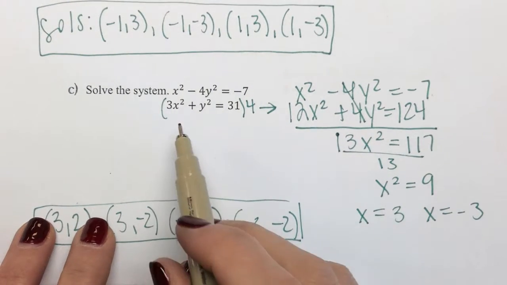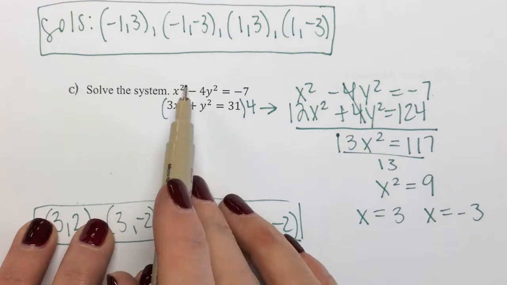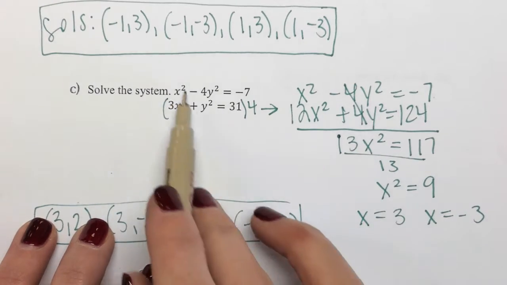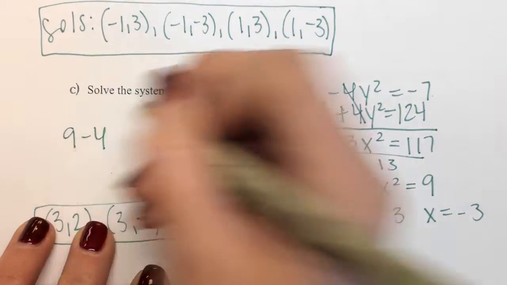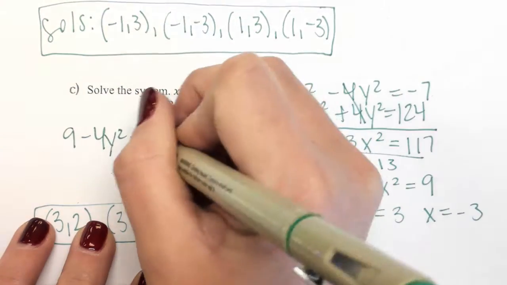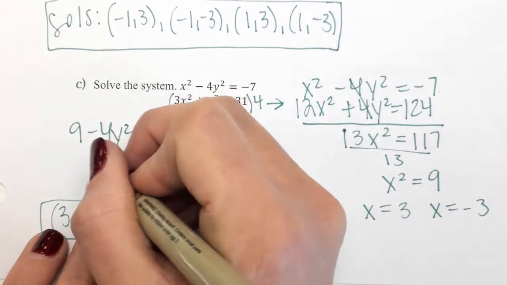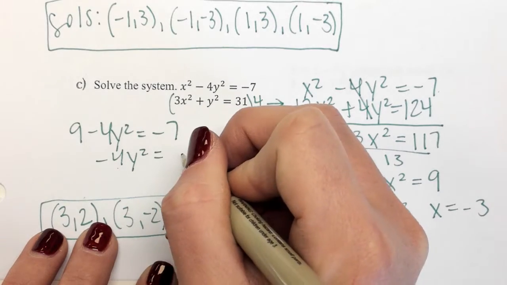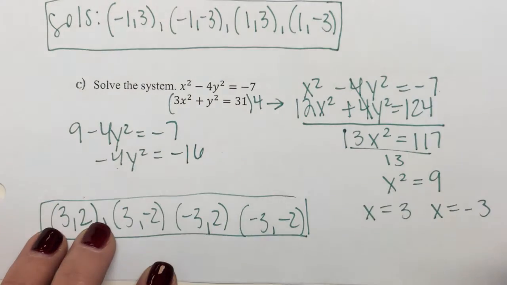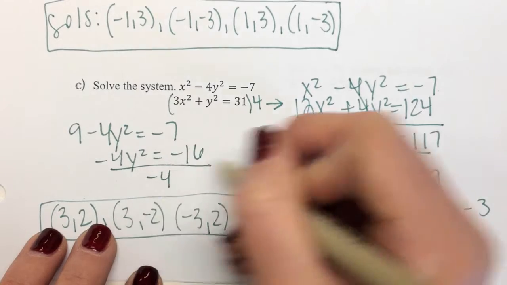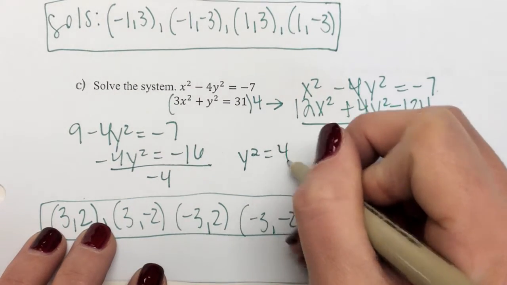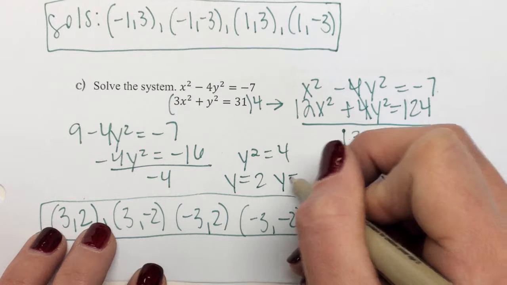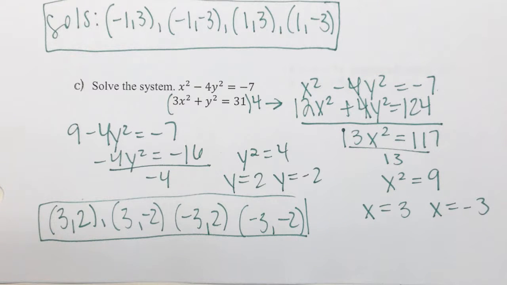Alright, plugging these back in, I'll just use the top equation. So instead of x squared, I can write 9 because 3 squared is 9. So 9 minus 4 y squared equals negative 7. All you would do is subtract the 9, which would give you. Good. Then divide by what? So y squared equals. And so y equals 2 and negative 2. Alright, y'all feel good about elimination? Pretty good?